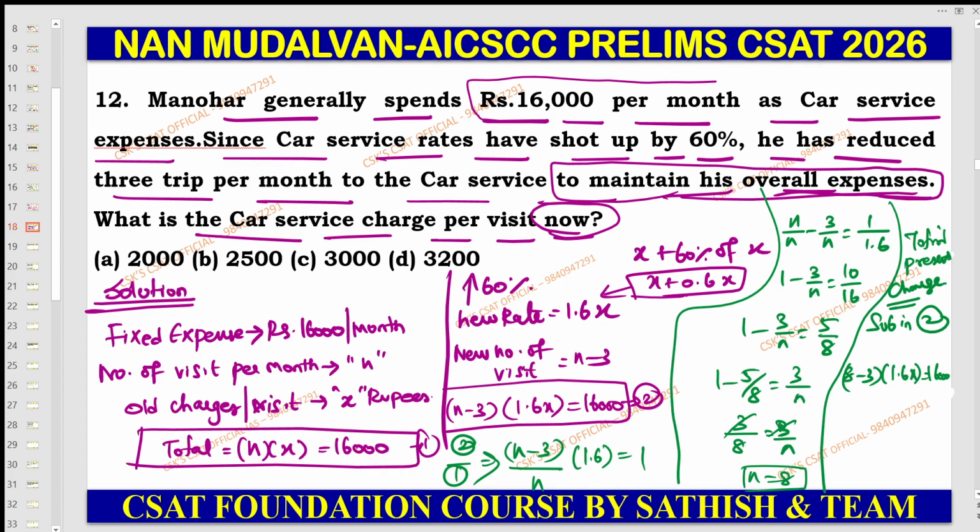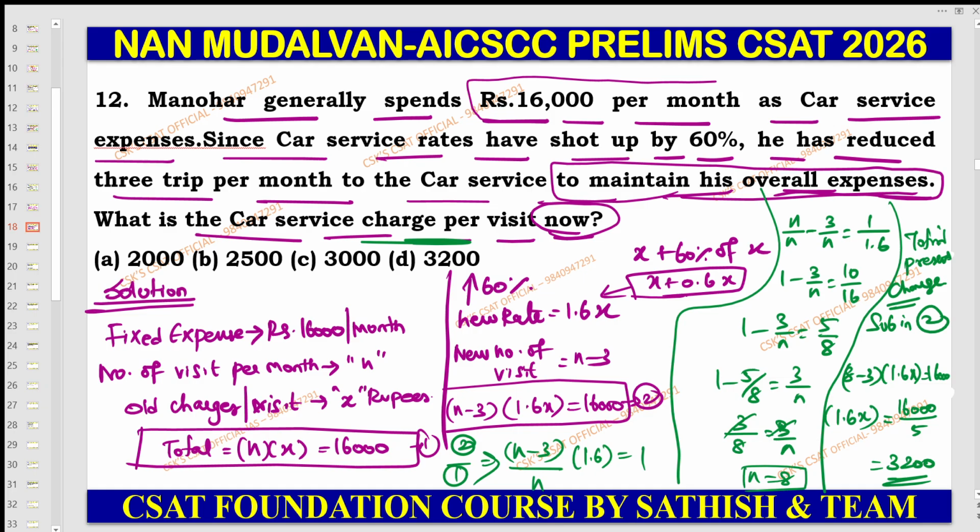Guys, getting how to do here? Understood? Now check here. You have to find out 1.6x only. What is 1.6x? It is nothing but 3200. You have to find out 1.6x, not x. Guys, getting x means the old charge. The question here is 1.6x, which is nothing but the new charge.